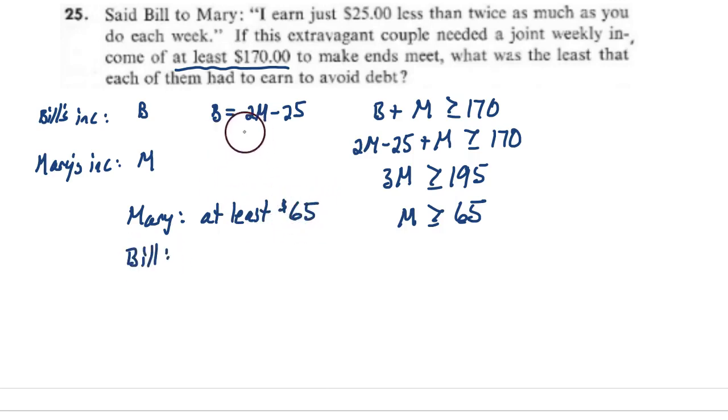To figure out what Bill needs to earn, let's substitute the number 65 for M. 2 times 65 is 130, and 130 subtract 25 is 105. So Bill must earn at least $105.